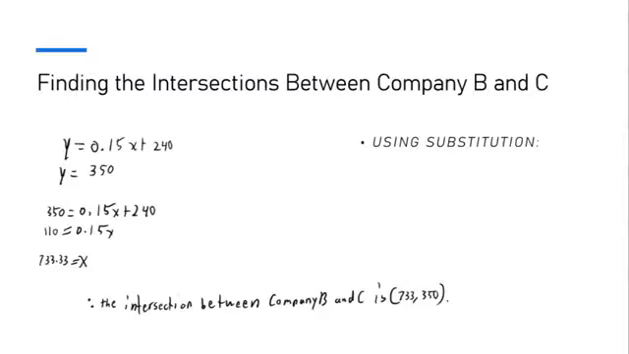Finding the intersections between company B and C. Using substitution, I first wrote out the equations. Since y had a direct value, I just substituted it into the other equation to find x. As you can see here, this is what I did, which eventually totaled up to 733.33 equals x. And rounding it, therefore, the intersection between company B and C is 733 and 350.